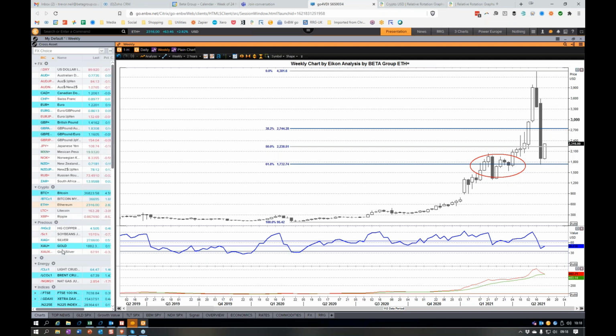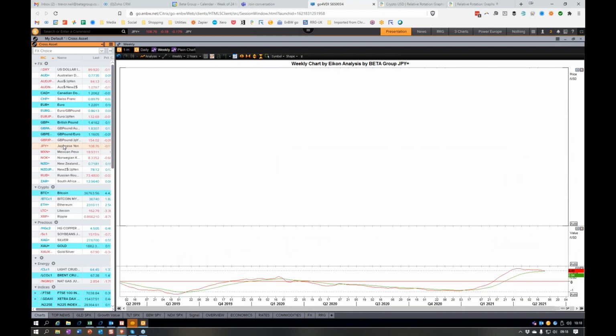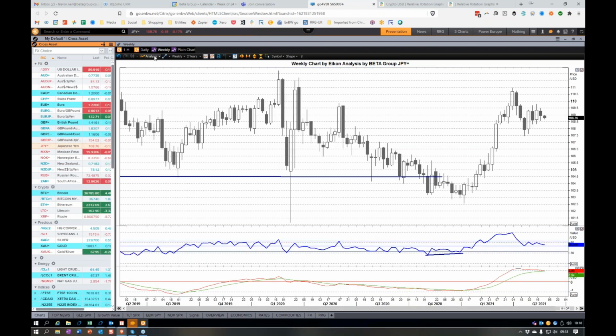Okay, so nothing on the cryptos? Trevor, no, we do have a question though. Yes. To go back and take a look at yen versus USD. Okay. Yes. Now the Japanese yen, of course, remember the position of the Japanese yen. It's the only major currency underperforming the US dollar itself.